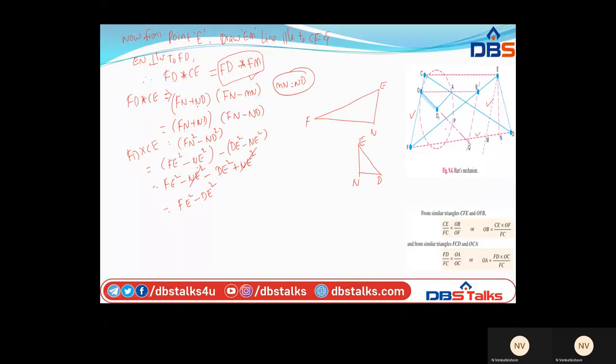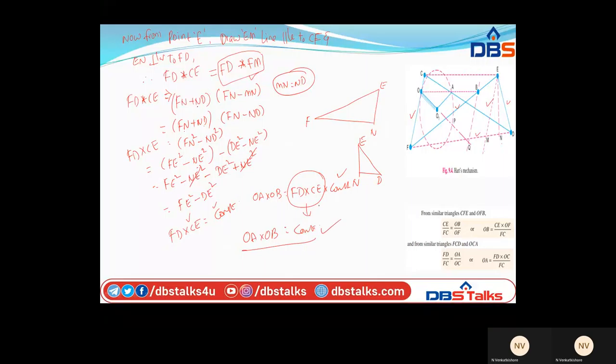What about the FE? This is a constant value. What about the DE? This is also constant. So FD into CE equals constant. In the previous case, what about the final equation? OA into OB equals FD into CE into a constant. This is already constant. So OA into OB equals constant.